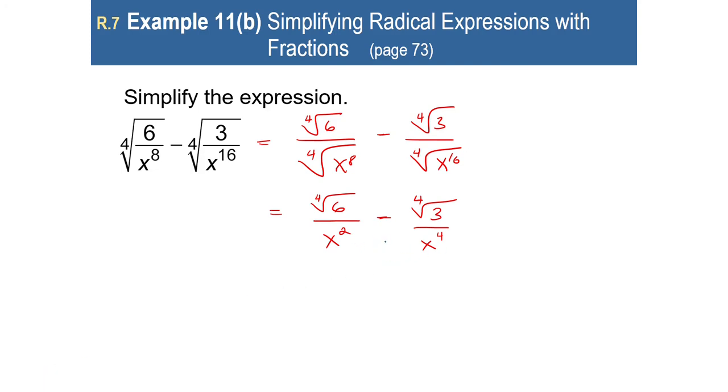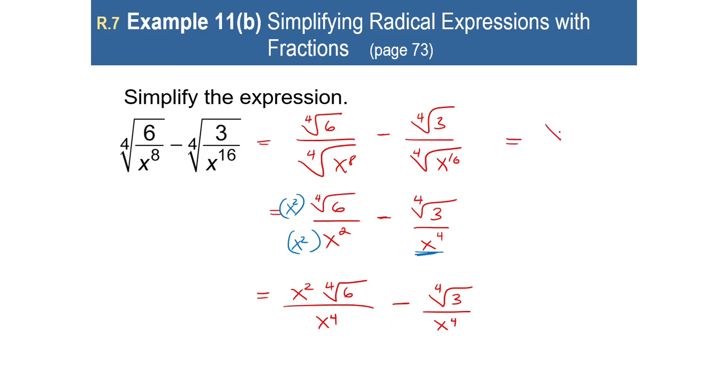I can get common denominators by multiplying the top and bottom of this one by x squared. That will give me an x to the 4th, and I can add these two fractions. This simplifies to x squared times the fourth root of 6 over x to the 4th. That's what I want. I want the denominator to be x to the 4th. And now we can finally subtract these two.